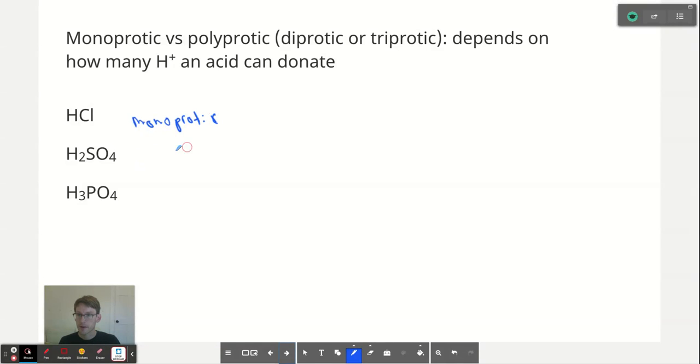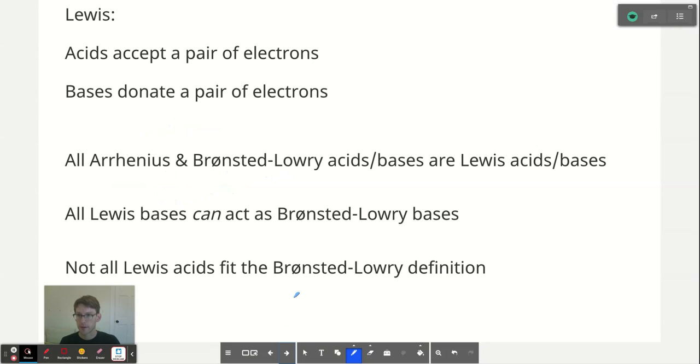H2SO4 is diprotic because it gives up potentially 2 H pluses. And H3PO4 can be triprotic because it can give up 3 H pluses. By definition these are diprotic and triprotic, but they can also be called polyprotic if you want to be a little bit more vague and not say exactly how protic they are. All right, so let's move on to the Lewis definition.